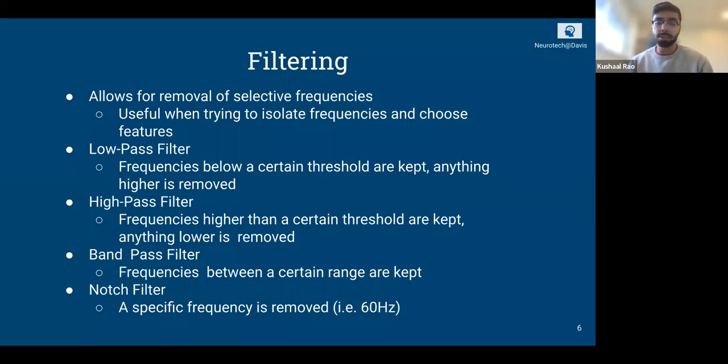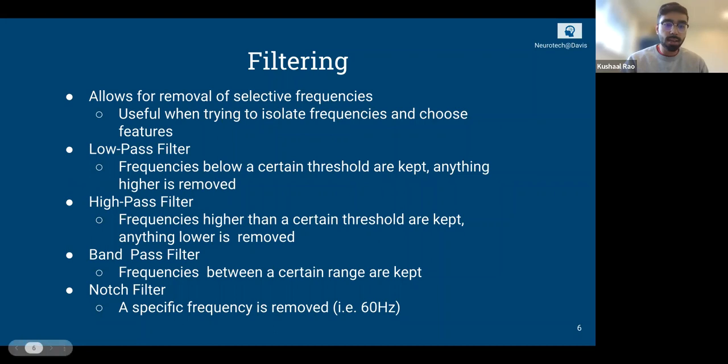A bandpass filter passes frequencies between a certain range. So a bandpass filter of 15 to 30 hertz will preserve frequencies between that range and phase out anything that is not within that range. And a notch filter is targeting a specific frequency. So it can be 60 hertz, it can be 50 hertz, it can be 35 hertz, but it'll only target that specific frequency, and you usually use a notch filter to selectively remove a desired frequency.